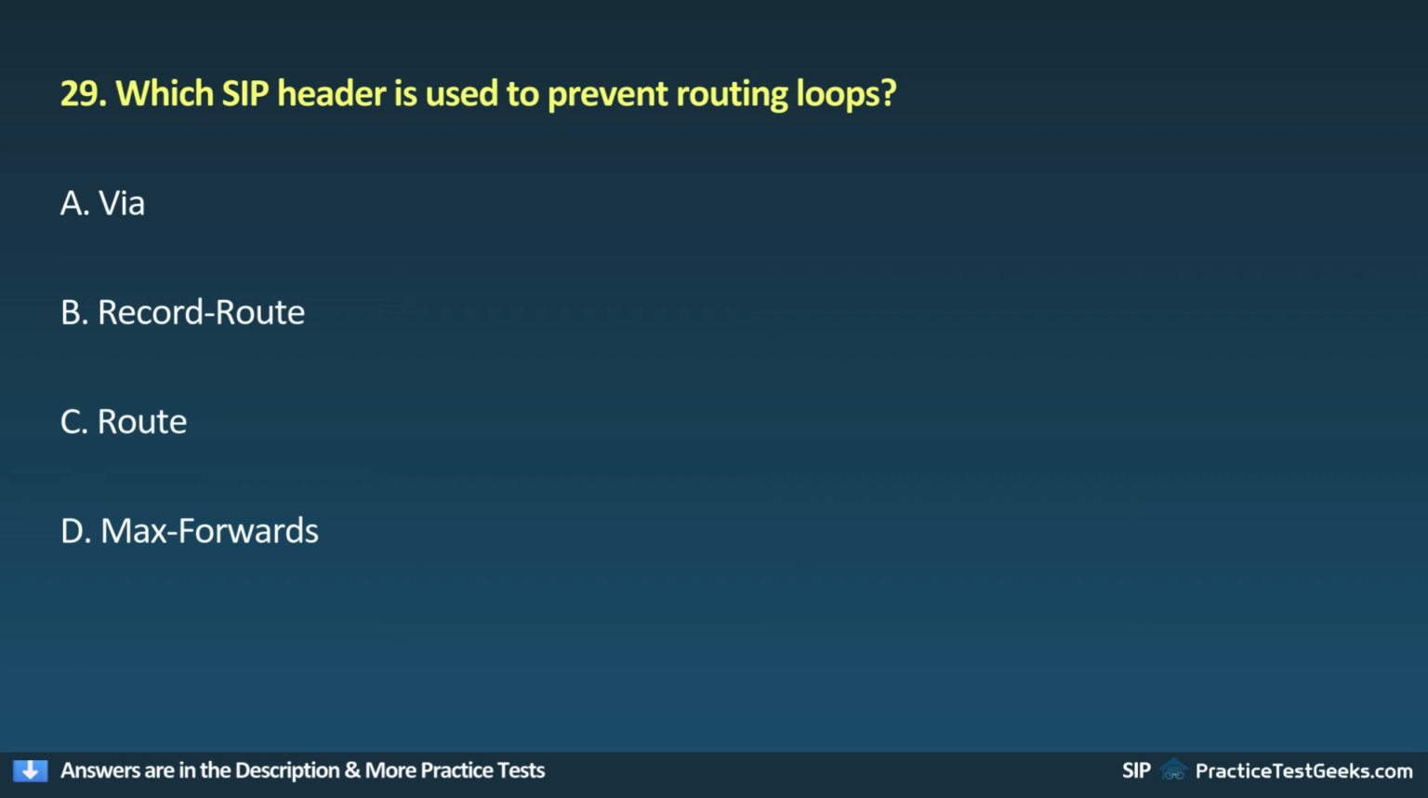29. Which SIP header is used to prevent routing loops? A. Via. B. Record-Route. C. Route. D. Max-Forwards.